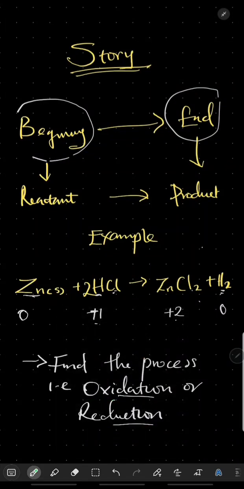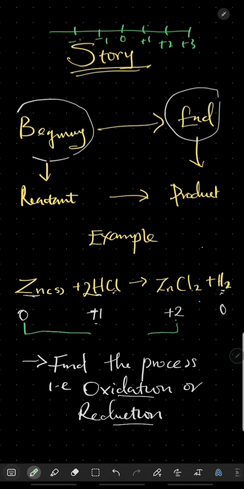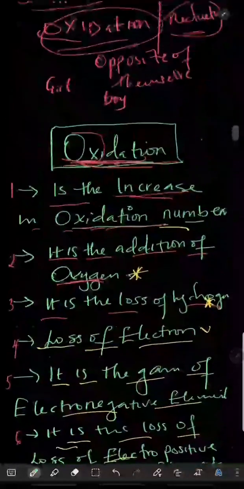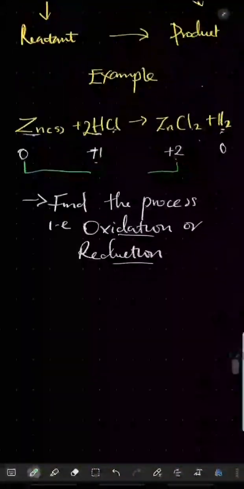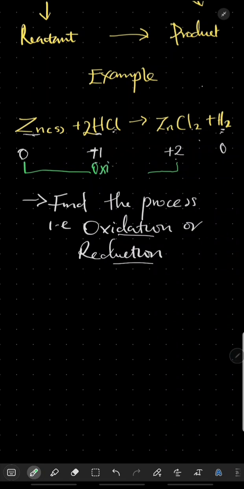Now, if you look at this, zinc moves from oxidation number 0 to oxidation number +2. If you look at your number line, from 0 to +1, +2 and +3, and -1, -2 and -3, you will see that 1 is greater than 0. So from here, that tells us that zinc increased from 0 to +2, and the increase in oxidation number is called oxidation. So it simply means that zinc is undergoing the oxidation process.